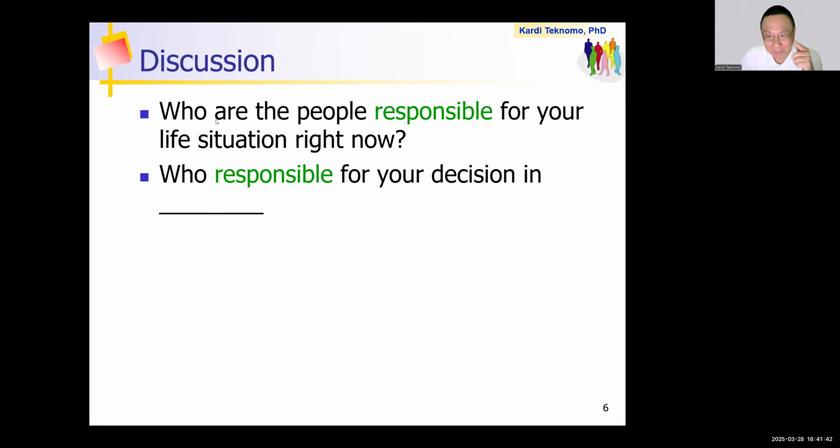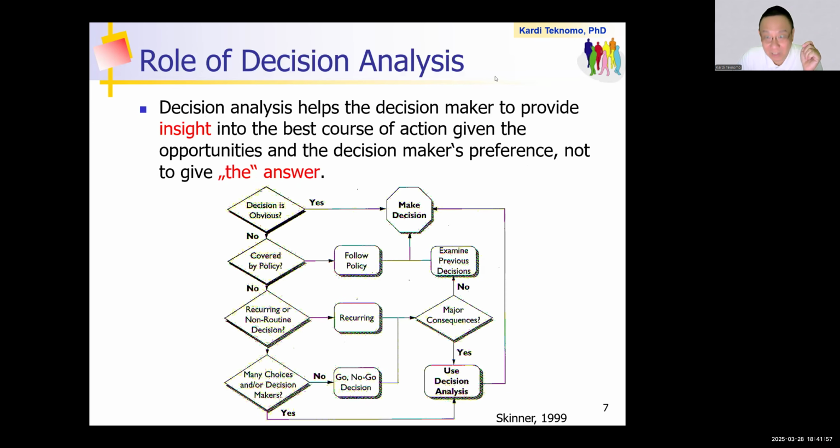So, this question we will touch later, when we talk about destiny. So, here is the diagram on decision analysis. The role of decision analysis is not to provide you with the answer of which one you should decide. No, decision analysis is like a mirror that helps you gain insight about the best course of action, given the opportunity and your own preference. That means it will show who you are, meaning your own preference, your own opportunity. It will not give you the answer.